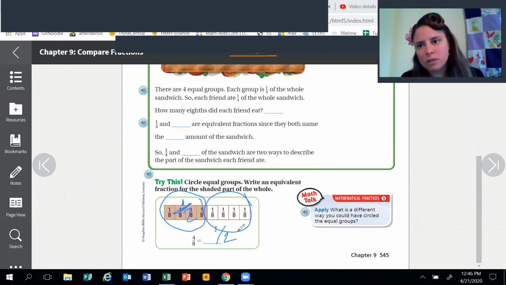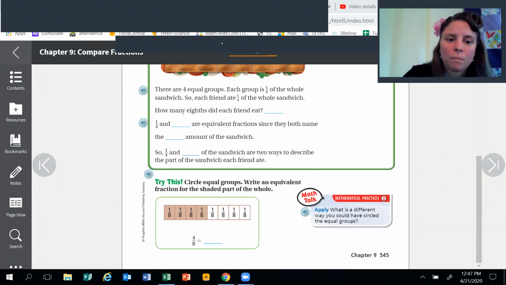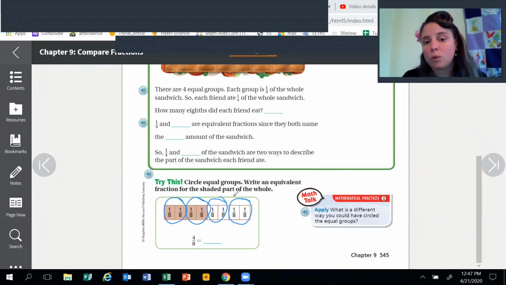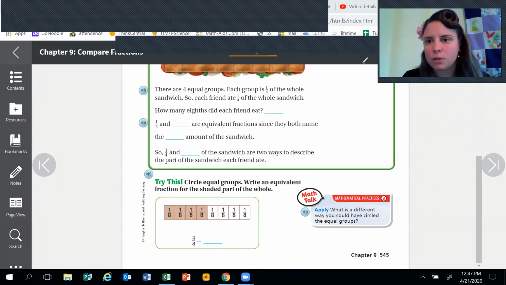Now, did you have to do halves? No, you could have done quarters, right? Because we could have made quarters as well. We cut it into 4 equal parts. It could equal 2 fourths, right? There's always a couple of answers to equivalent fractions. And don't let that trip you up. If you find an answer and it makes sense, you got the right answer, okay?